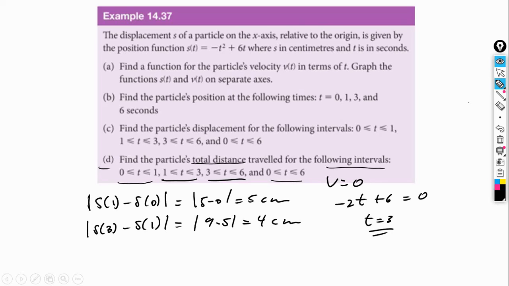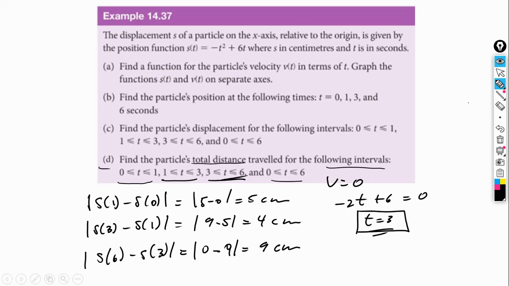And then between 3 and 6, which is the next one, we would do s of 6 minus s of 3, absolute value of this. And notice that this is going to be 0 minus 9, and that's going to be 9 centimeters. Okay, how about from 0 to 6? So that's why I said that we have to take into consideration the change in the direction of the motion at time equals 3, because that's when the velocity is equal to 0. So that means that the particle is stopping and changing direction, right?